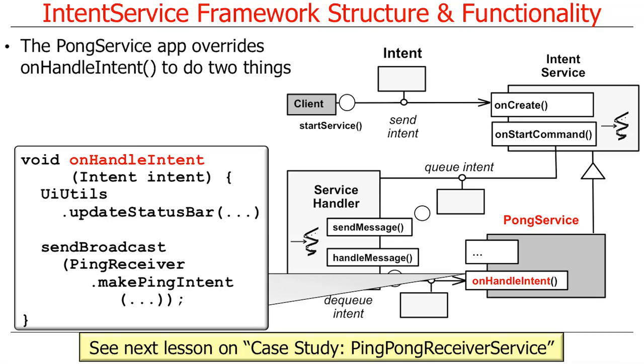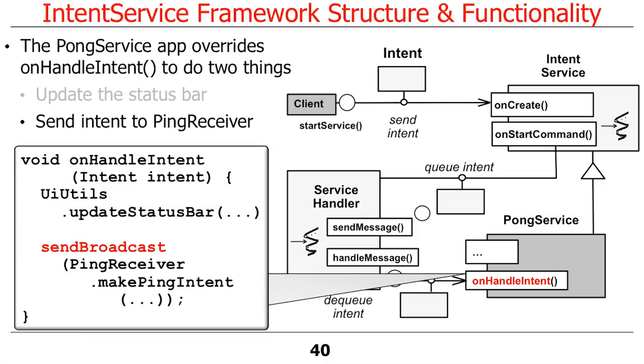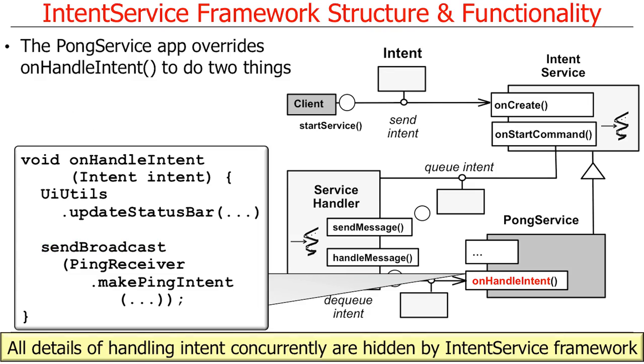The Pong service app, which we'll be covering shortly, overrides the onHandleIntent to do a couple of things. In particular, it's used to update the status bar, and then it's also used to send an intent back to a ping receiver that's running in a different part of the application. All the details of handling the intent concurrently are hidden from application developers or service developers by the IntentService framework.